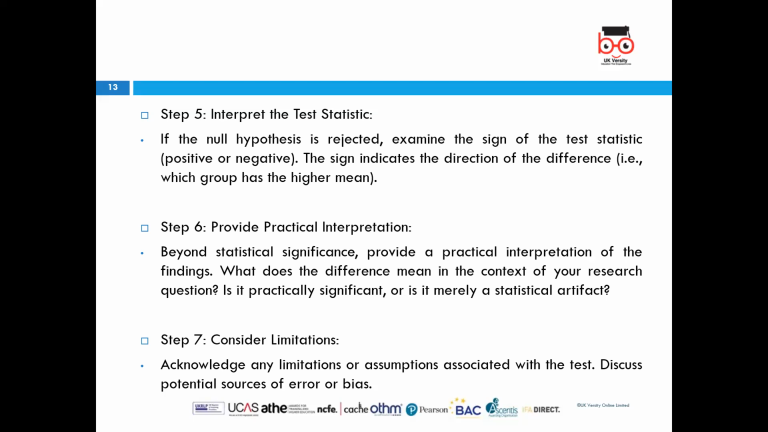And finally, you need to consider the limitations. You need to acknowledge any limitations or assumptions associated with the test. So this is, for example, if you have collected a sample of only 75 people, so you need to accept the limitation that an ideal sample is 200, but due to lack of time, only 75 sample size was collected.